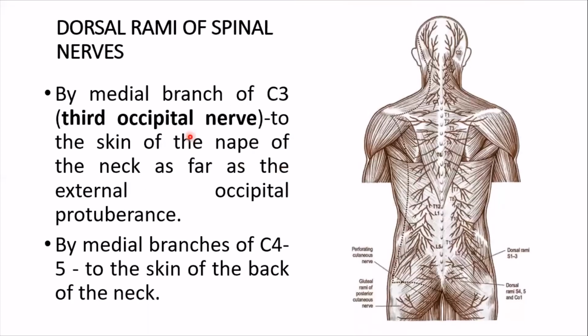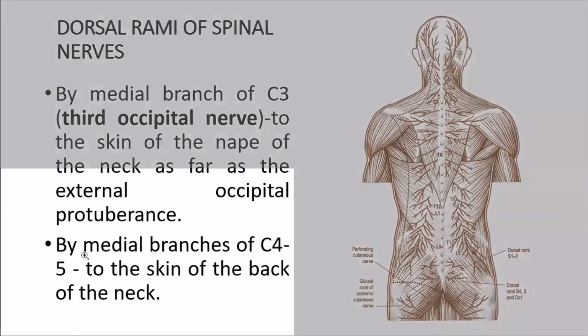Then we go to the medial branch of C3, which is the third occipital nerve. This is the third occipital nerve. I will enlarge it very soon. It supplies the skin of the nape of the neck as far as the external occipital protuberance. Then the medial branches of C4 to C5 supply the skin of the back of the neck. Let me enlarge it in a while for you.